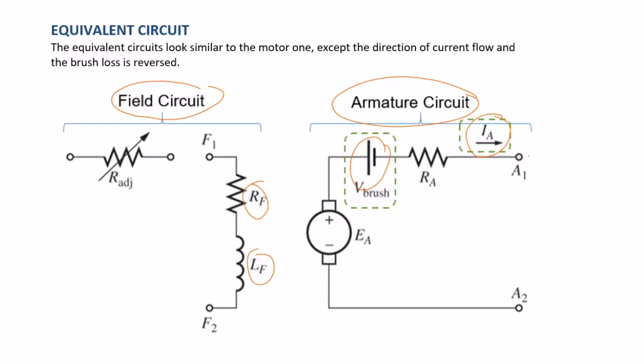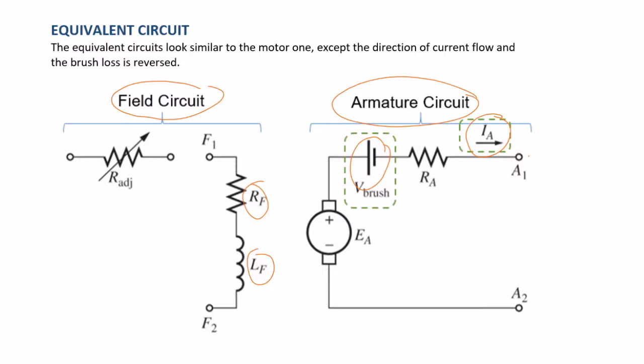Okay, and then on the armature circuit, we have EA, which is the internal generated voltage, which we also call the back EMF, which is induced when the machine is rotating and a magnetic field is present. And V brush, or the brush voltage, is the voltage drop across the brush.